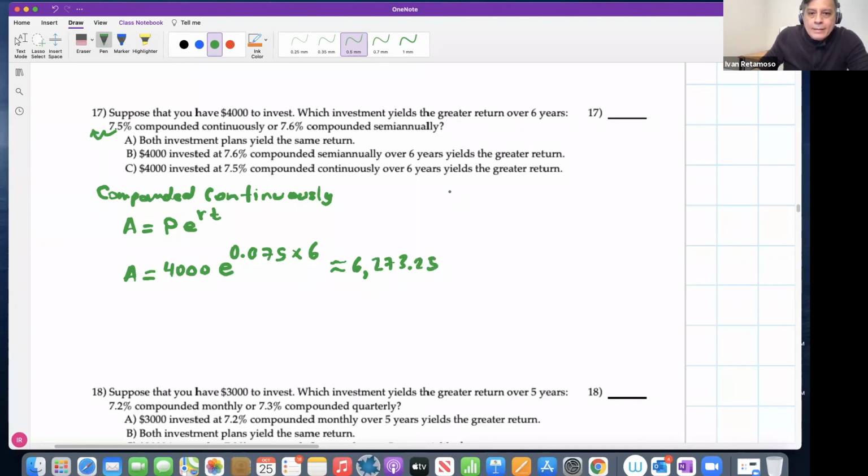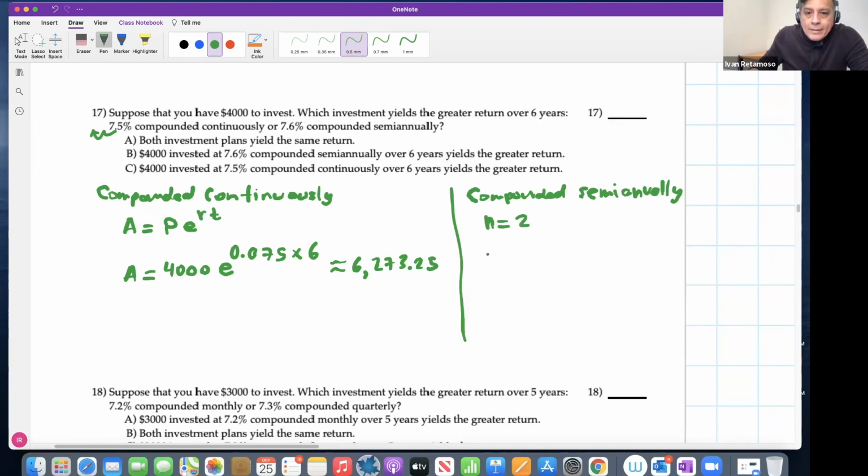6,273.25, right? Yeah, this is the first choice of investment. For the second one, it is compounded semi-annually. Yeah, and try to remember this for your special assignment too. I think they will give you a problem where you have to compare options for investments. All right, compounded semi-annually. Well, this means that N is equal to 2, right?